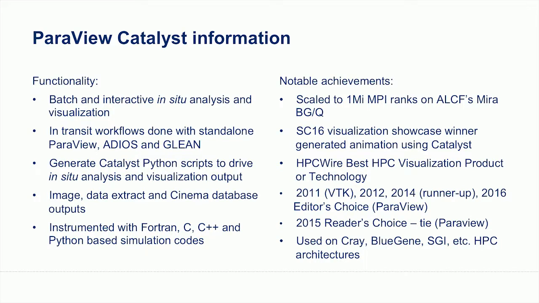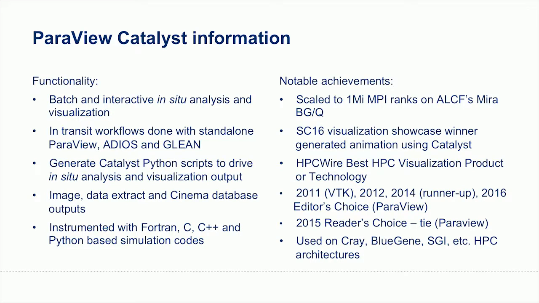A little bit of background about Catalyst. We've covered some of this. You could either do batch or interactive through Catalyst. To get in transit, you've got to use some other layer. If you do write an ADIOS writer and an ADIOS reader, you could use that ADIOS reader inside of a ParaView plugin to stream data in transit. Or SENSEI can do that for you. Catalyst uses Python scripts to control the visualization.